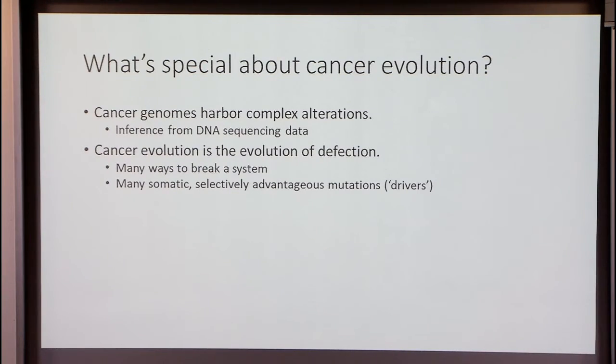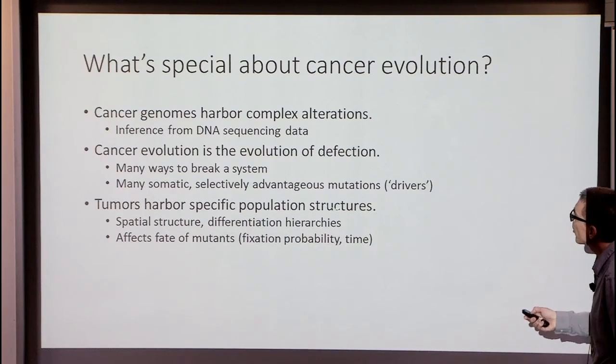And that's one reason why there are many selectively advantageous mutations available for cancer to evolve. So there are many drivers, basically, because there are many ways to interfere with these signaling pathways that usually control the cells. And once you interfere with them, these cells go wild and they don't behave in the tissue properly anymore. They replicate more than they should, and so on.